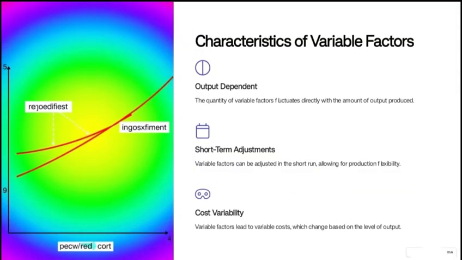Characteristics of variable factors: output dependent. The quantity of variable factors varies directly with the amount of output produced. Short-term adjustment: variable factors can be adjusted in the short run, allowing production flexibility. Cost variability: variable factors lead to variable costs, which change based on the level of output.